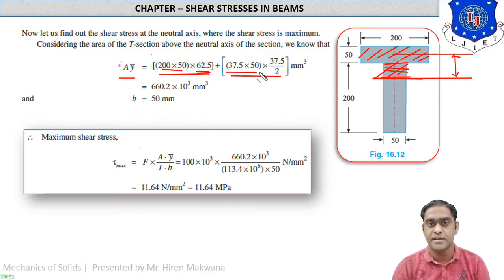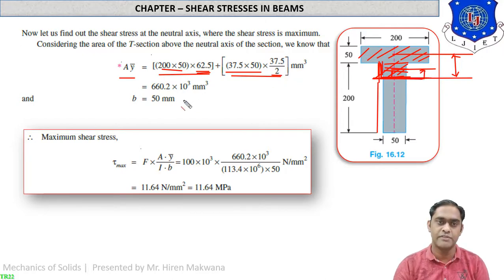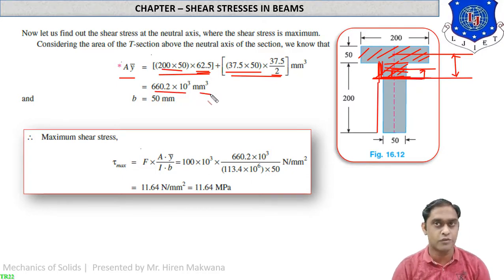Now for the second part, the area: 50 is the width of this rectangle, and the height will be 37.5, meaning 200 minus this y bar. You get 37.5 into 50 as the area. And the distance from the center of gravity of this smaller rectangle to the main center of gravity is 37.5 by 2. So the final calculation will give you the answer of 660.2 into 10 raised to 3 mm cube. So this is a very awkward calculation.